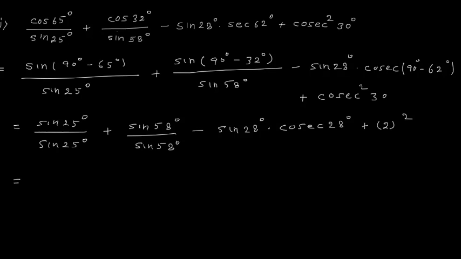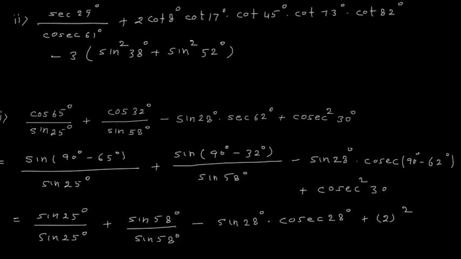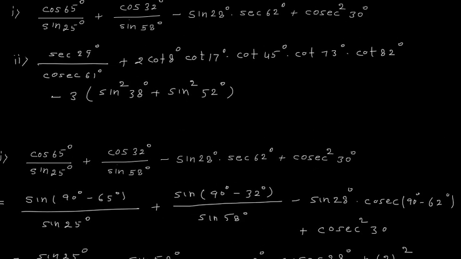Now sine 25 upon sine 25 is 1, plus sine 58 upon sine 58 is 1, minus sine into cosec, it is 1, plus 2 square is 4. So this plus 1 minus 1 will cancel, and 1 plus 4 will become 5. So my answer to this first question is 5.